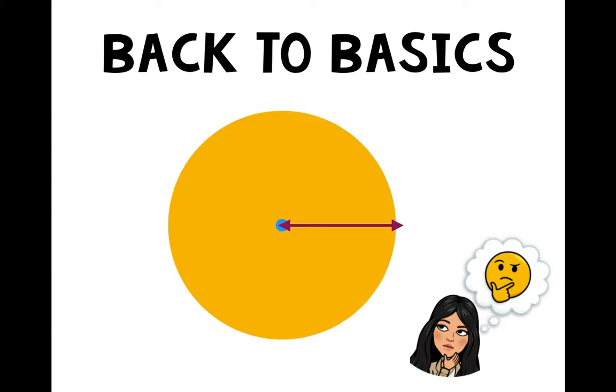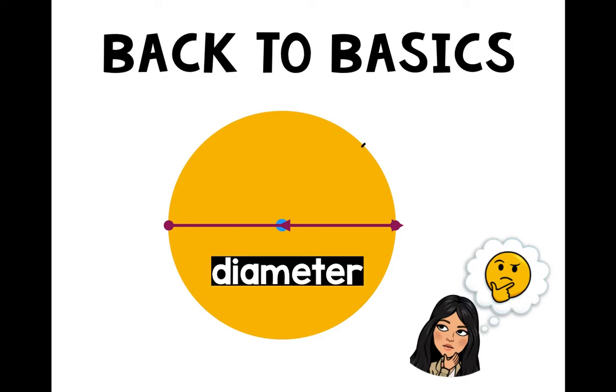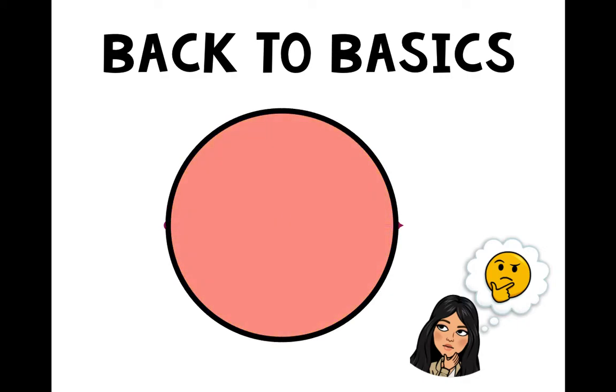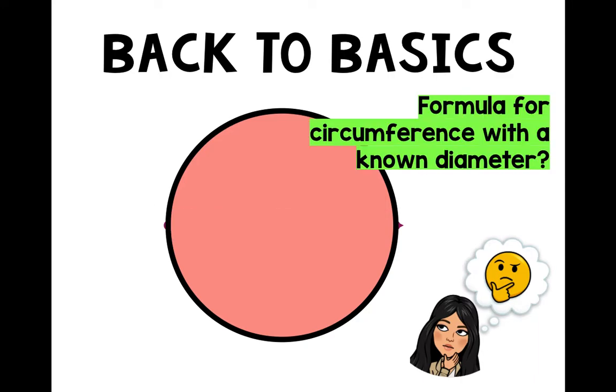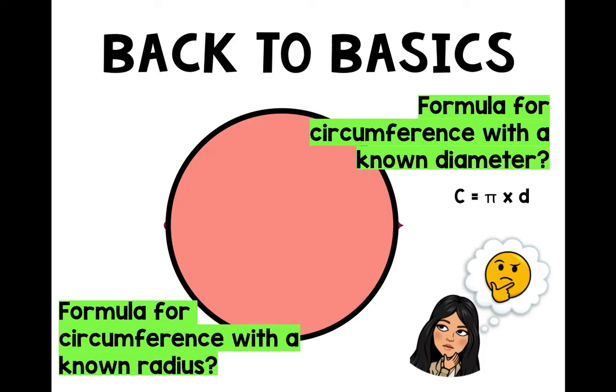Origin, radius, this is the diameter. The perimeter is called the circumference. So what is the formula for circumference if you have the diameter? Circumference equals pi times d. Circumference for radius, 2, good, C equals 2 pi r.